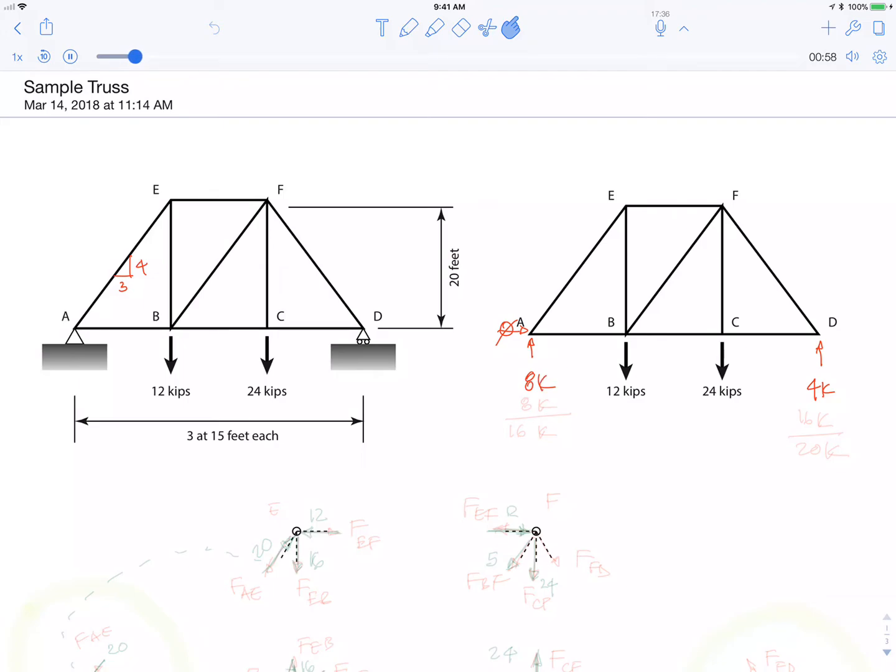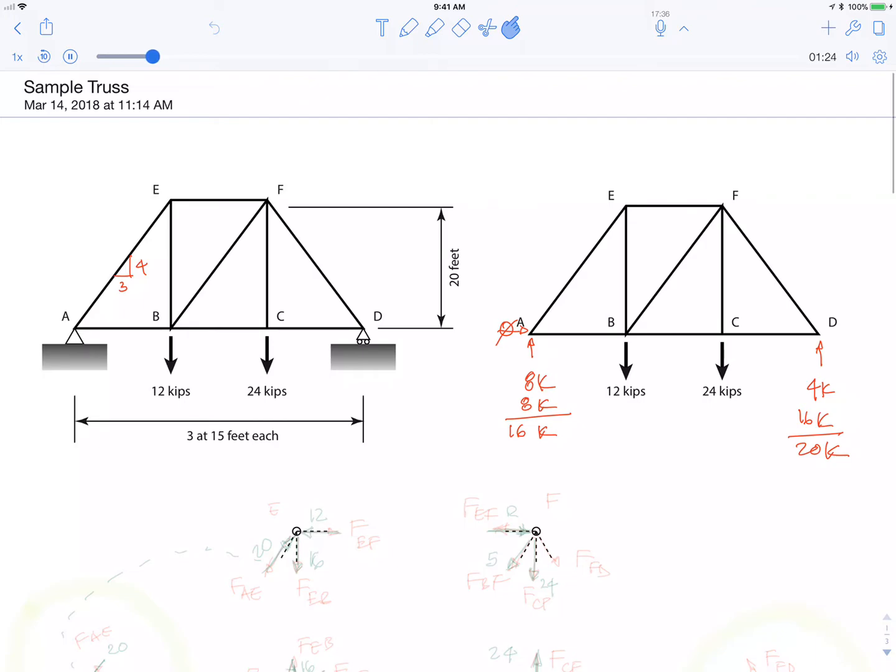The 24 kips, 2/3 of that is at D, 16 kips, which means there's, what's that, 1/3 of 24 is 8 kips. I'm just doing this to be quick. You should do the real statics, but if you do that, you should end up with 16 kips at A and 20 kips at D.